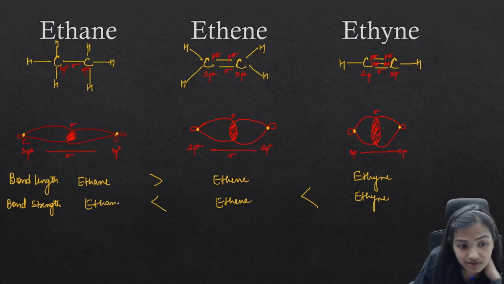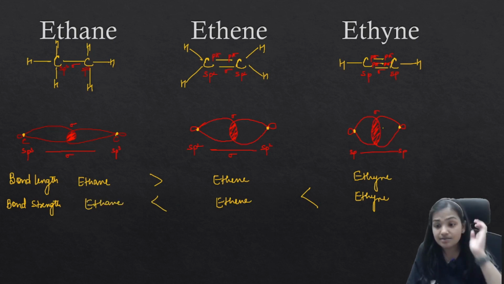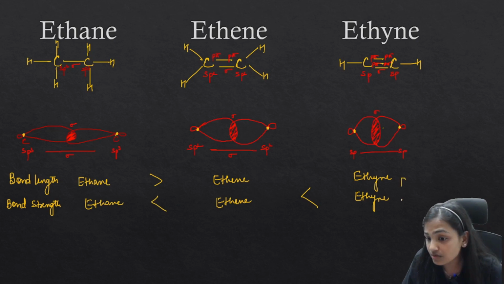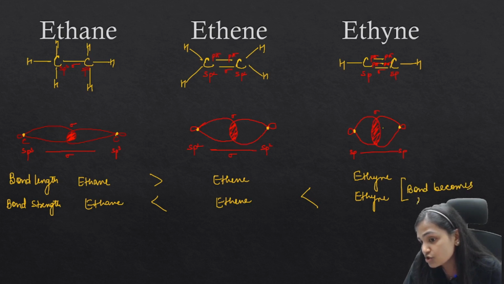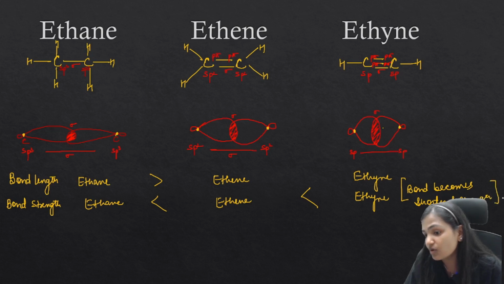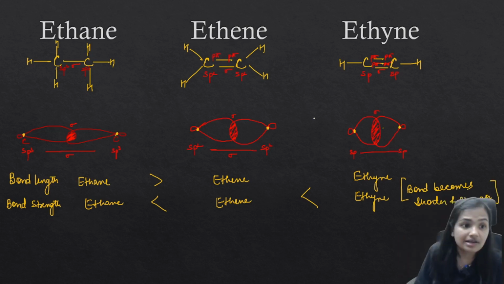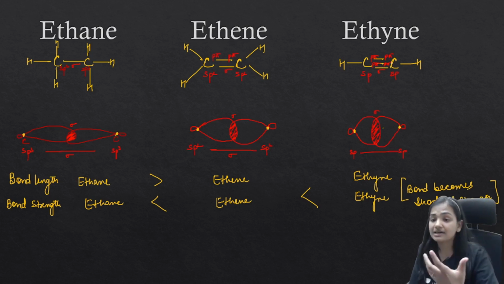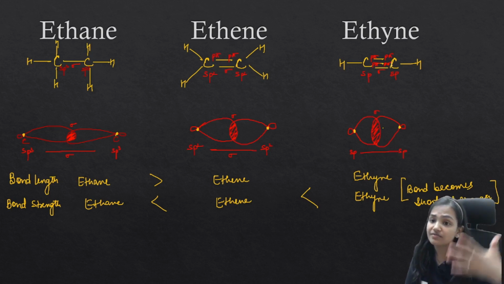Why is this the order? Because we can understand that as the bond becomes shorter, it becomes stronger. So in the case of the ethyne molecule, the bond is much shorter and stronger. Now here, when we had the sp overlap only, there were the p orbitals which were undergoing sideways overlapping and forming a pi bond.